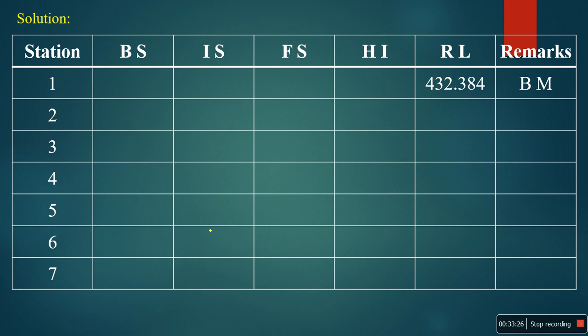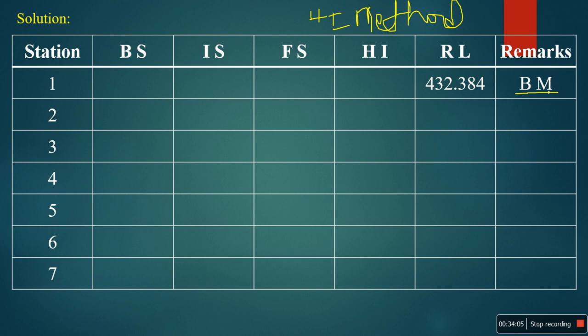This is our tabular column. So I am writing here station, BS, IS, FS, HI, RL and remarks. So you have to understand that I am using the HI method. So I am solving this problem by the HI method. Okay. So initially the RL of the benchmark is given. So I am writing the RL here. Okay. So this is equal to the benchmark.